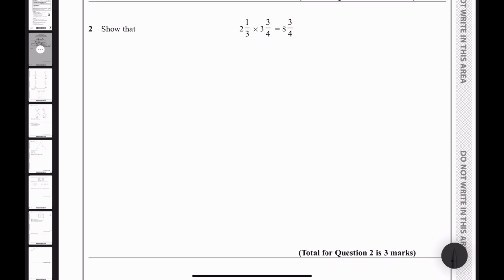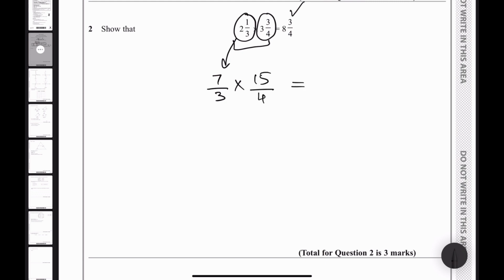In this question it says show that the left side of this equation is equal to the right side. So we'll just need to convert these mixed fractions into improper fractions, and then we will convert the answer back into a mixed fraction. Let's take this one. You will multiply 3 with 2, that will become 6. 6 plus 1 will become 7. So this will turn into 7 over 3 in the form of an improper fraction. Multiply by, let's take this one. 4 times 3 is 12. 12 plus 3 is 15. So it will become 15 over 4.